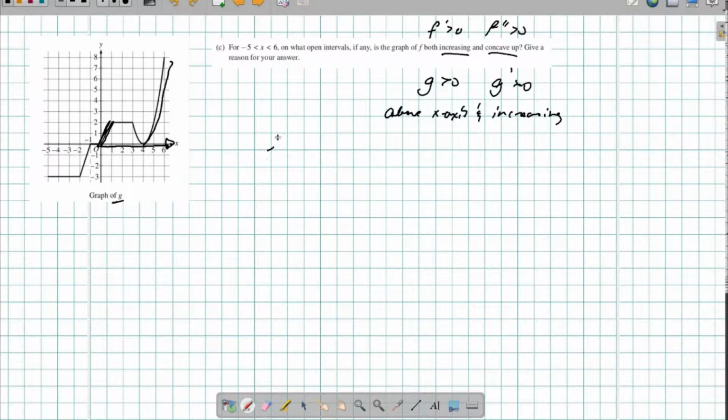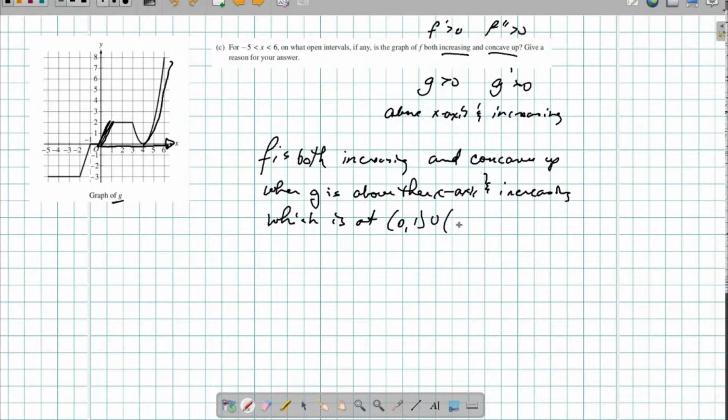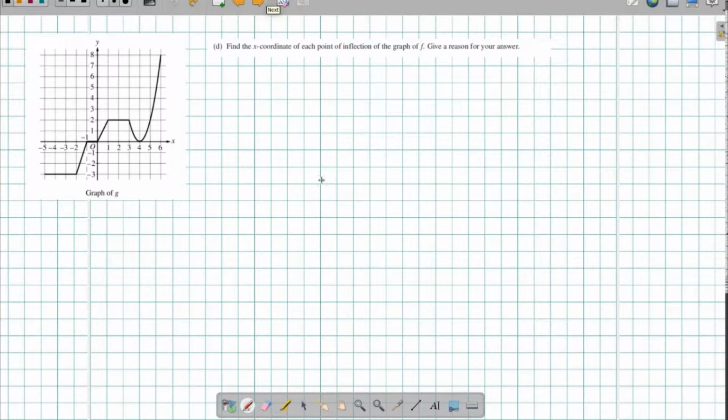So f is both increasing and concave up when g is above the x-axis and increasing, which is at the intervals 0 to 1 and 4 to 6. So that's part C. On part D, it says find the x-coordinate of each point of inflection in the graph of f.